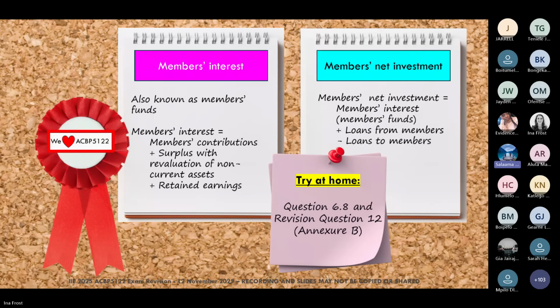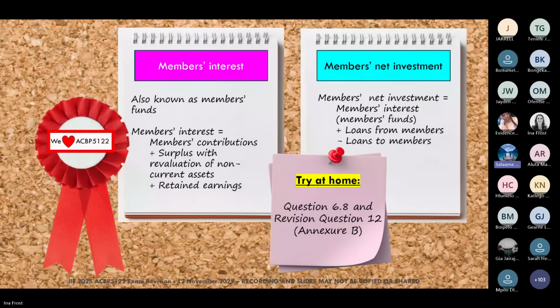But for the internal transfer, just remember there are three changes: the contribution, the retained earnings, and the revaluation reserve. We only do one calculation, okay? Because for the one member, it will increase, and for the other member, it will decrease. But it's best for them to actually have a look at those questions again in the textbook.